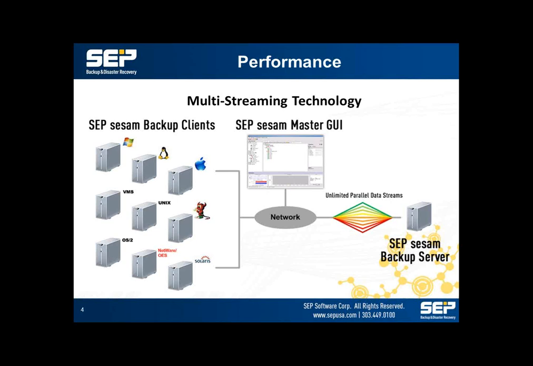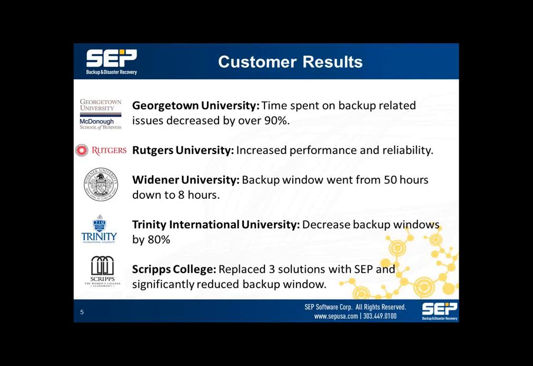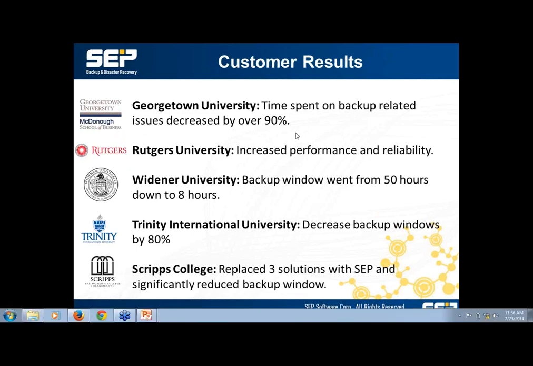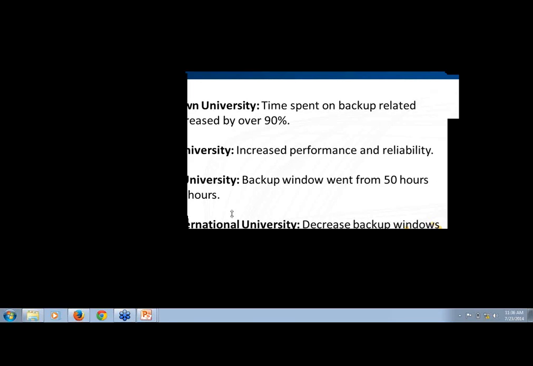Rutgers University, they increased performance and reliability, so both scenarios. Widener University, their backups went from about 50 hours down to 8 hours. So again, a perfect example of increased performance. And I apologize, this keeps skipping. Trinity International University, again, their backup window decreased by about 80%. And Scripps College, they were using several different solutions and were able to replace those solutions with one SEP solution.